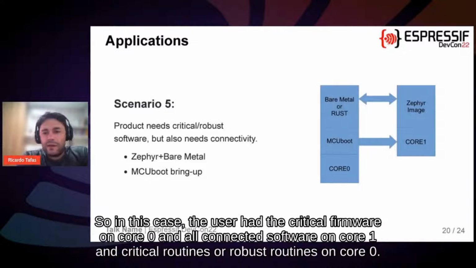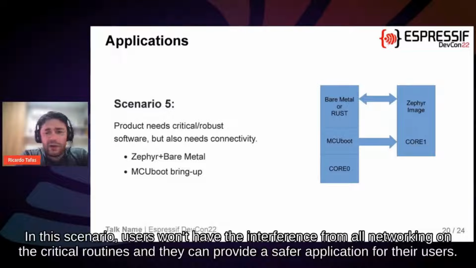So in this case, the user has the connected software on core 1, and the critical routines, or robust routines, on core 0. In this scenario, users won't have interference from all the networking on the critical routines, and they can provide a safer application for their users.